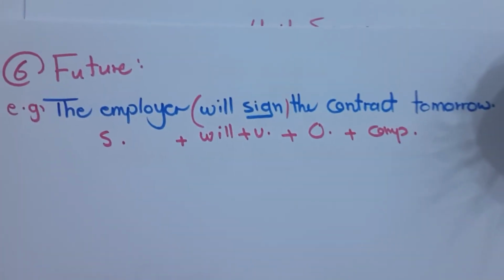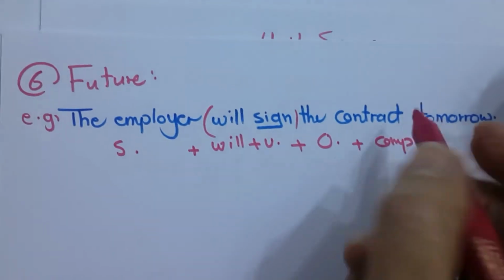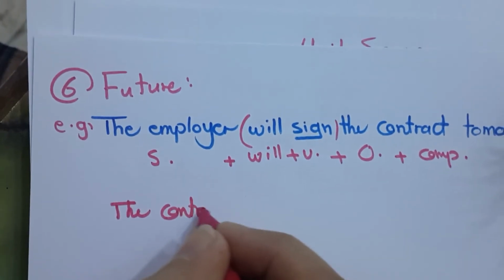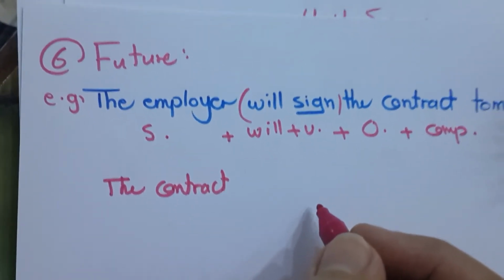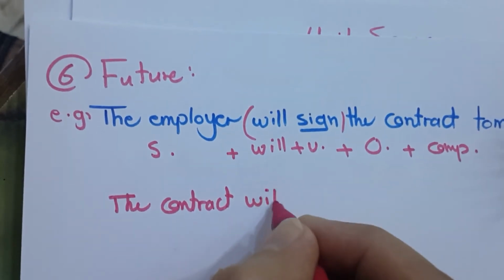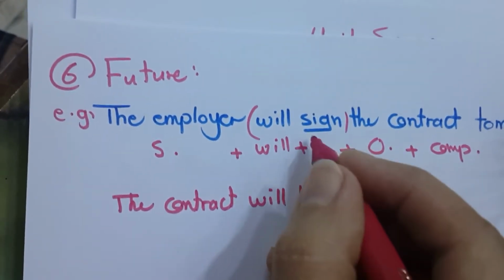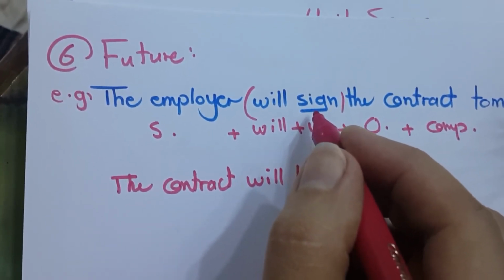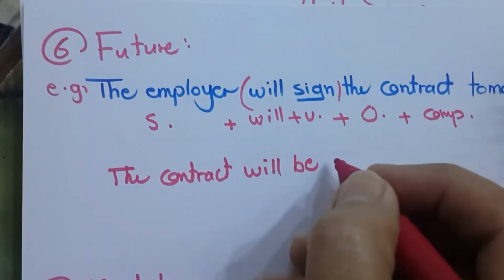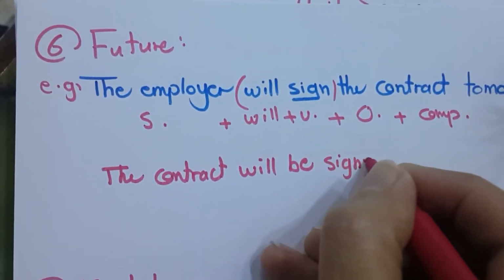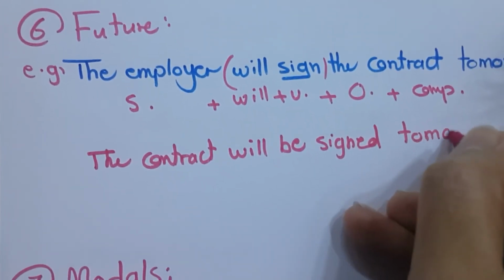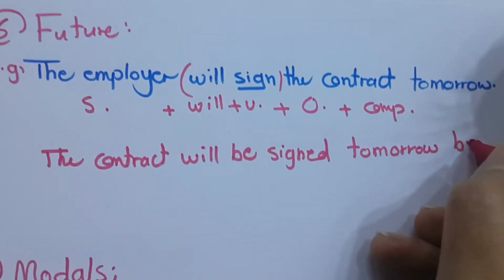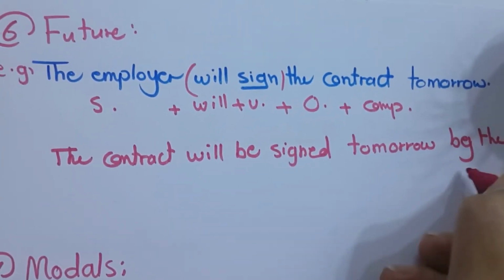How can we make it passive voice? We can take the object, the contract, put it at the beginning of the sentence. Then we put will. Be, what? Be, instead of the infinitive form of the essential verb in the future tense. Will be signed. Tomorrow. I feel here it's important to mention the subject by the employer.